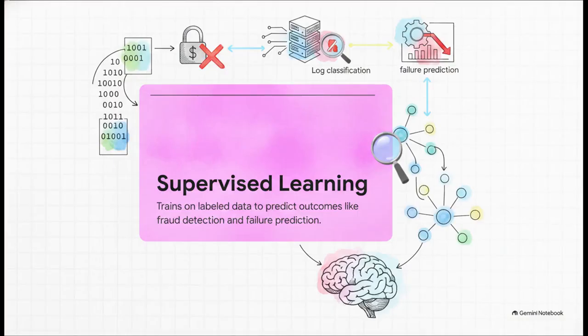Okay, so to manage these new systems effectively, we need to speak the language, right? We need to understand the foundational vocabulary of what's actually running on your hardware. First up, supervised learning. This algorithm trains on labeled data to predict specific outcomes. From an IT ops standpoint, this is the workhorse heavily used in fraud detection, log classification, and failure prediction. It knows exactly what to look for, simply because it's been fed the answers in the past.